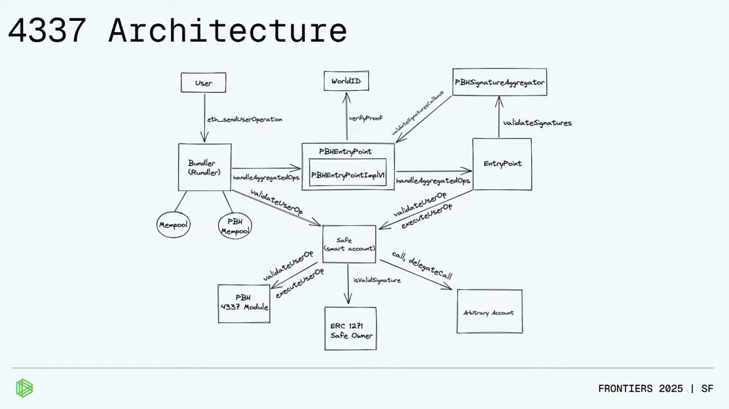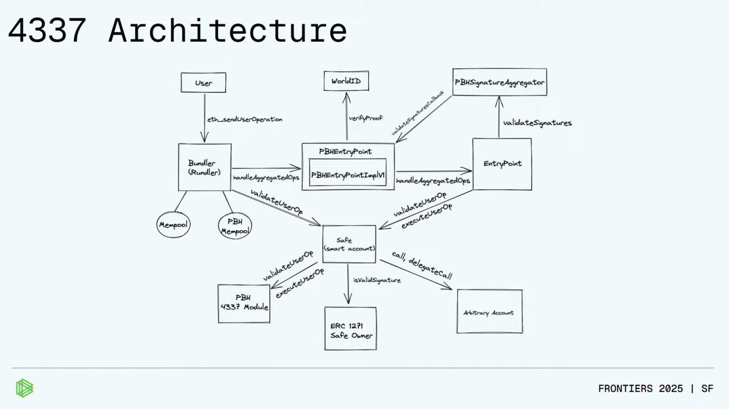From this point, the bundler will call handle aggregated ops, and it will overload the aggregated signature field with actually every payload encoded within every user operation's signature. And then the PBH entry point will verify all signatures. After that point, it will proxy the call into the normal entry point contract for 4337.